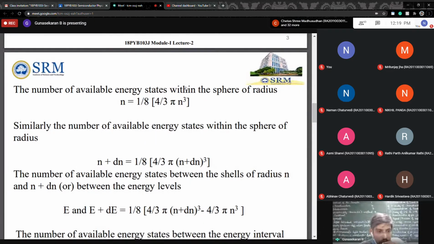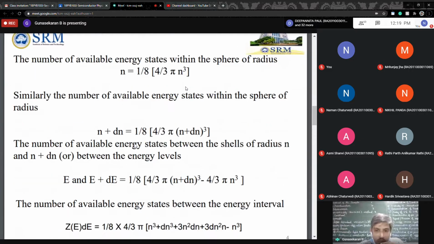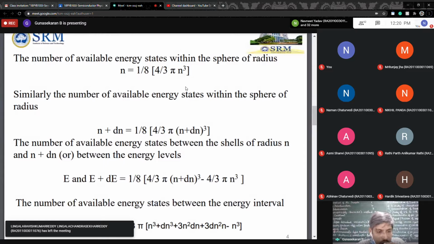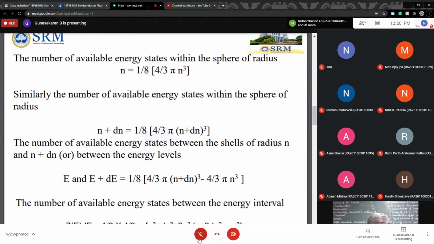Now take the difference. For example, 1 by 8 is common to both, so I take 1 by 8 outside: 4 by 3 pi (n plus dn) cube minus 4 by 3 pi n cube. The difference between these two, n plus dn and n, gives the number of available energy states between the shells n and n plus dn, or between the two energy levels E and E plus dE. Do you understand? Yes, sir.